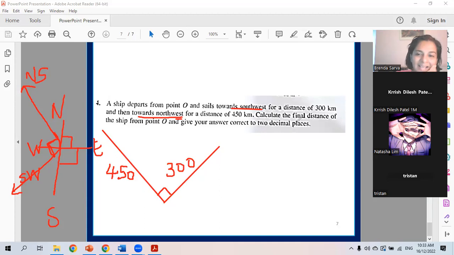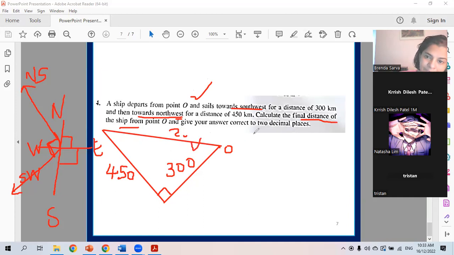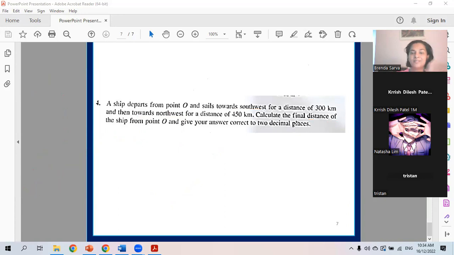Calculate the final distance of the ship from point O. So this was your point O. And then all you need to do is connect the distance here. And you get a triangle and you find your longest side. These kind of questions, you need to draw it, imagine it, and draw it out accurately. Then it's doable already. Got it? Clear? That's all. Your Theorem Pythagoras.